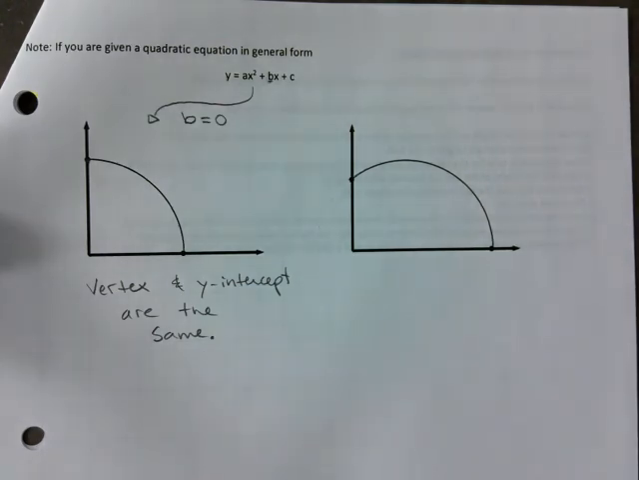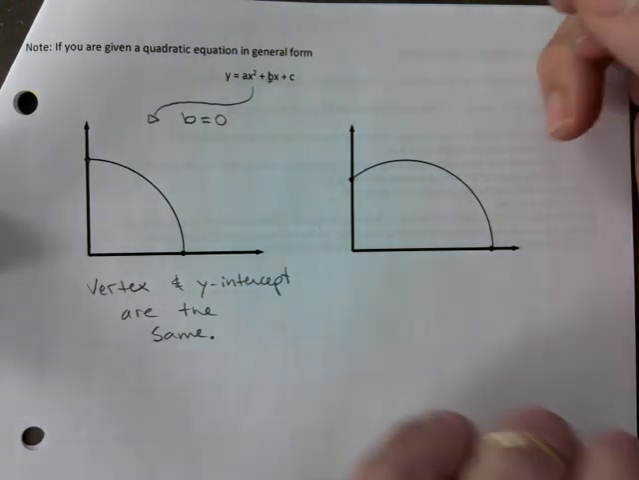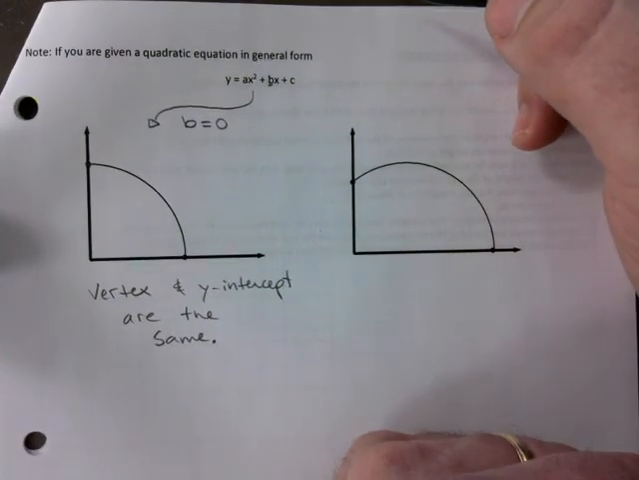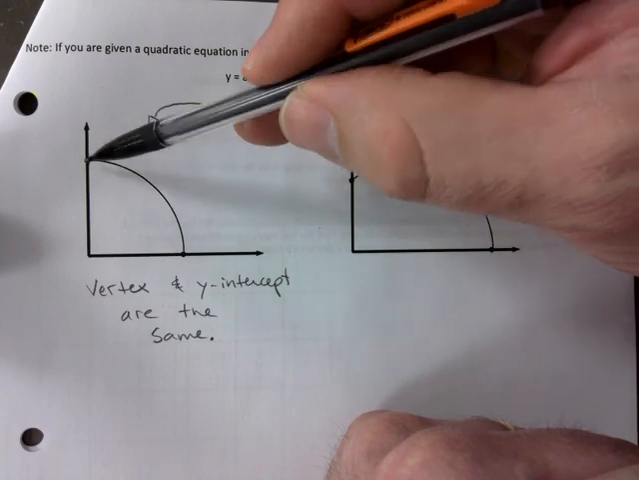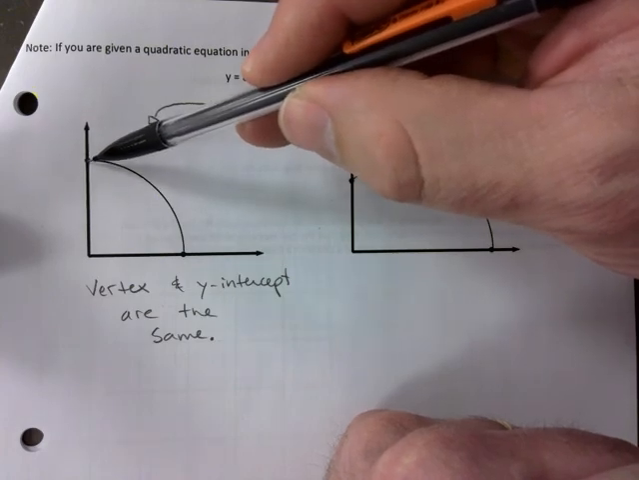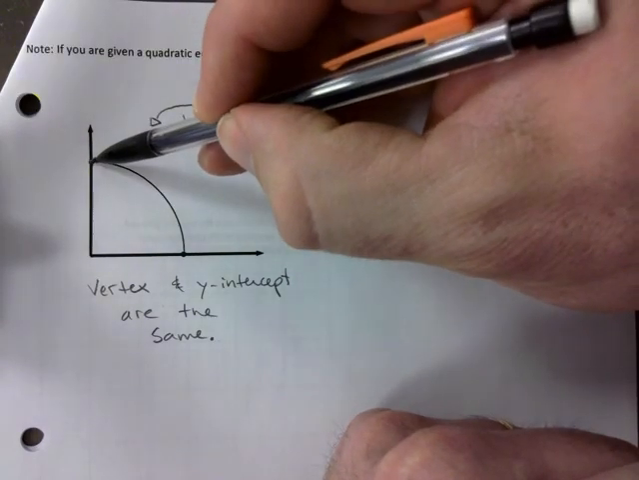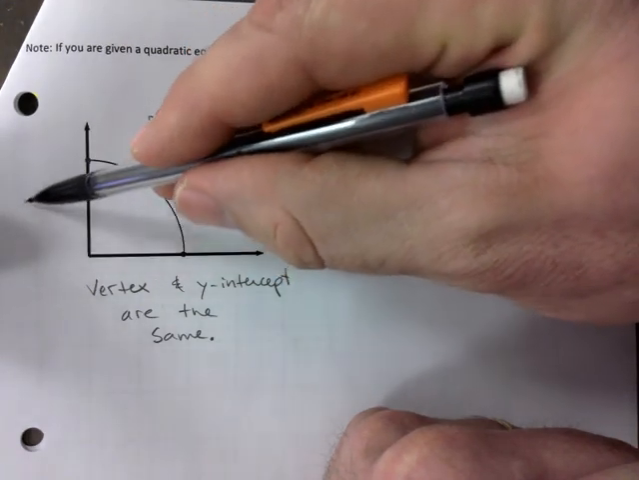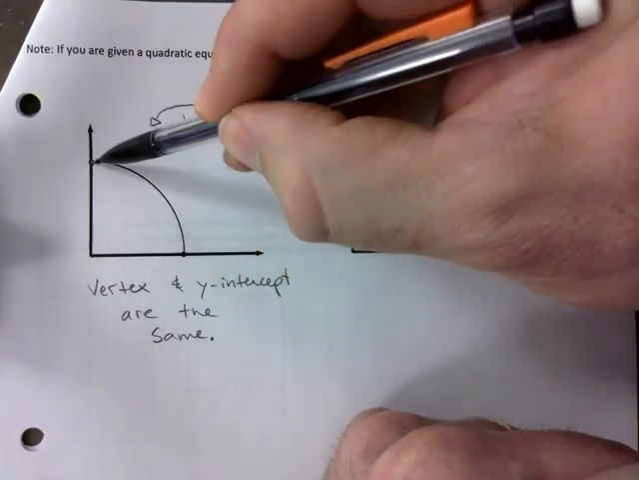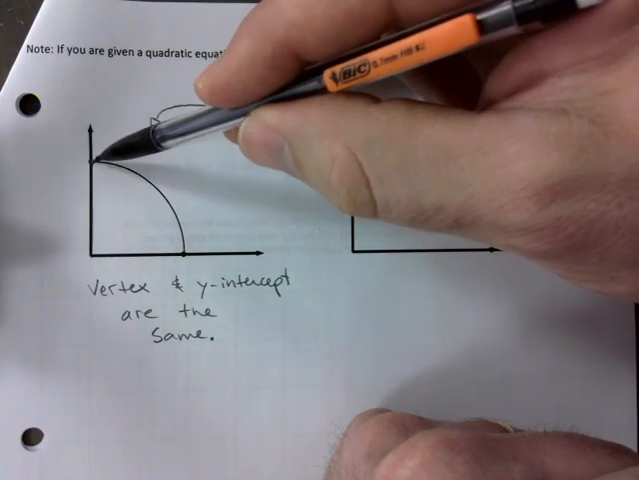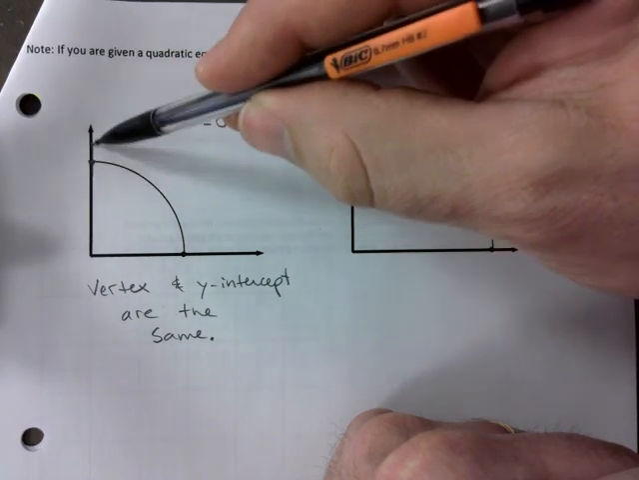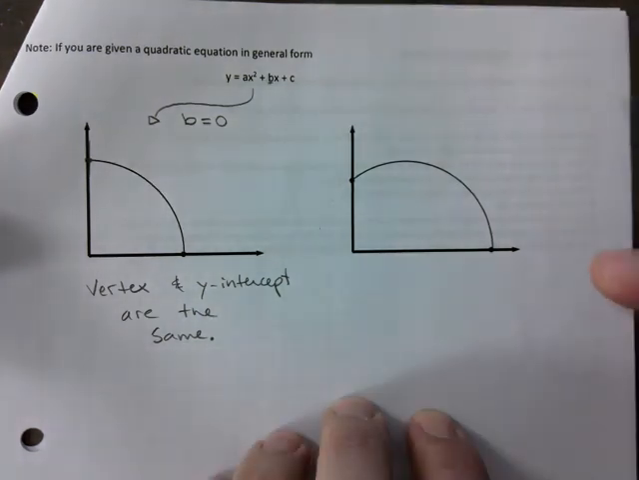It's the only reason I mention it. Sometimes it throws students off. If I ask you what's the vertex, you go ahead and find this thing. If I ask you to find the y-intercept, go find that thing. But they're perplexed that they're both the same, right? It just so happens that when b is equal to 0, the vertex is going to be right on the y-axis.